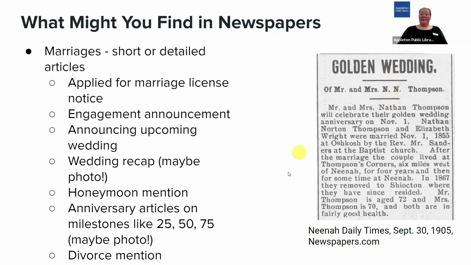But here you can see an example of a newspaper article about a golden wedding for some of my ancestors, and it's just talking about how they're celebrating their anniversary on November 1st. So now I know, hey, they got married on November 1st. So when I'm looking, I can do the math in my head, figure out 1905 minus 50, and figure out when their exact marriage date was.